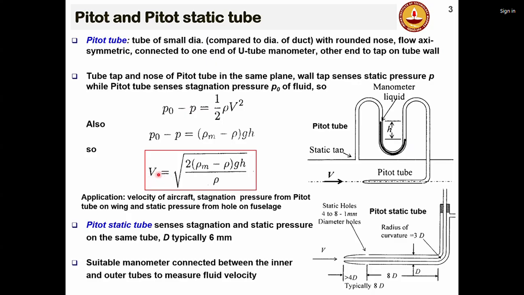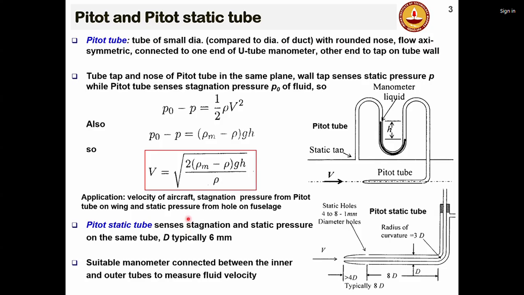So flow velocity will be the square root of 2 into (rho_m minus rho) into g into h divided by rho. So this is basically giving you the flow velocity. But knowing the flow velocity and knowing the cross-sectional area of the tube or the duct, one can accurately predict what is the flow rate through the tube or the duct.